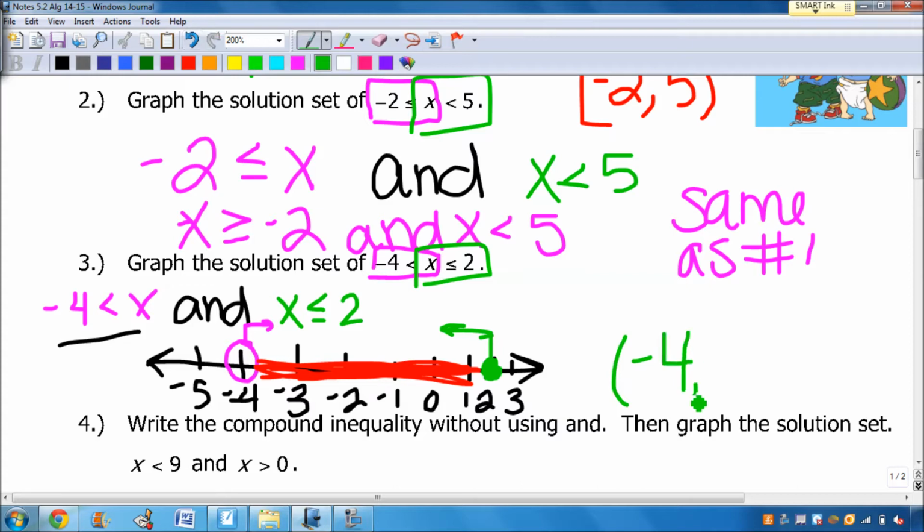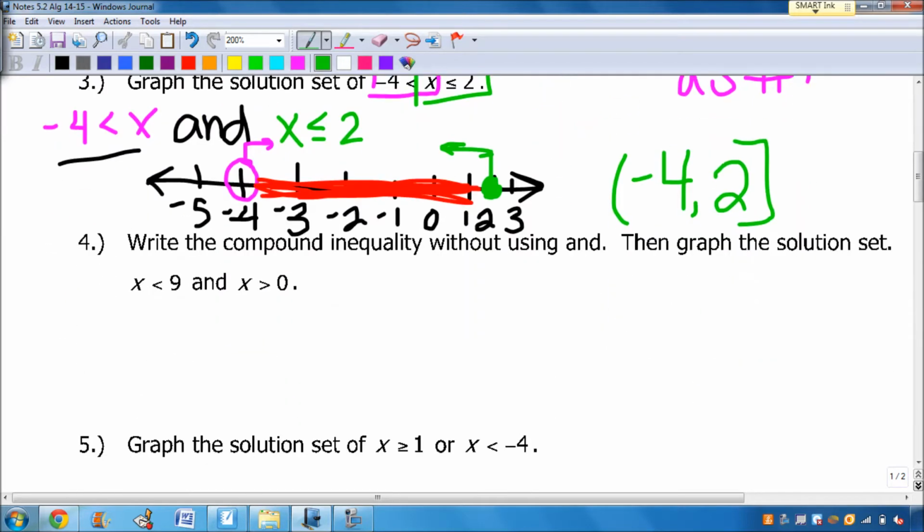And then all the way up until +2, and I'll have closed parentheses there, all right? Now, number 4, write the compound inequality without using "and," then graph the solution set, okay?